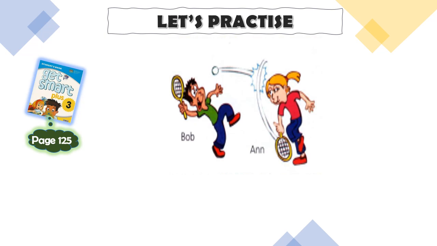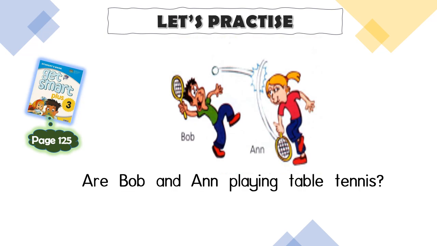Bob and Ann. So singular or plural? Plural, right? Because more than one there. So if plural, we use are. Okay, so are Bob and Ann playing table tennis?